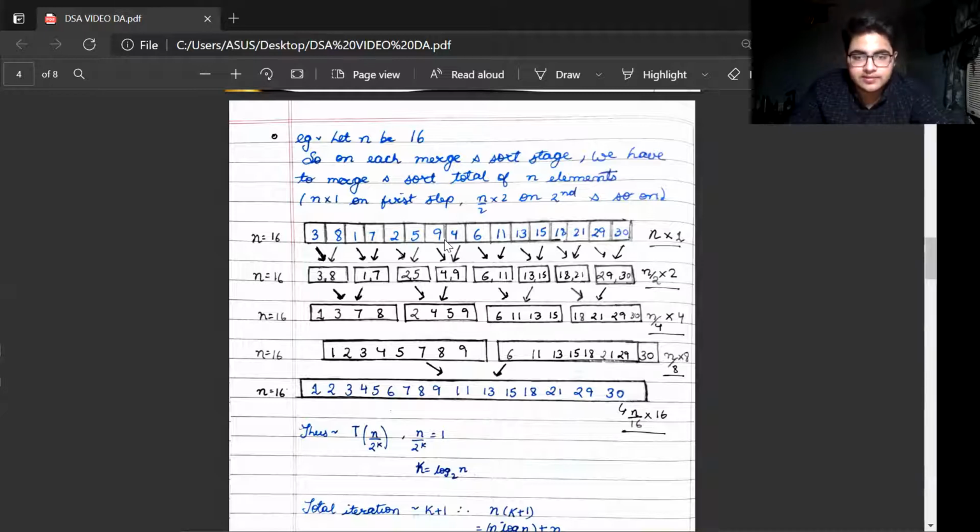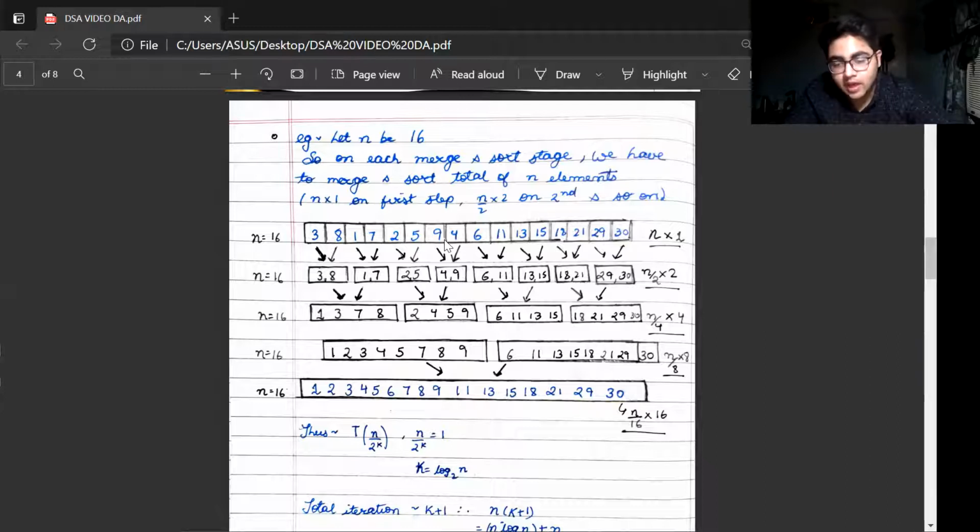First, each element is basically an array of length 1 only. Now we start merging two arrays in a pair. So 3 and 8 are merged together, then 1 and 7, then 2 and 5. Similarly, the others are also arrays. Once they are merged, sorting also occurs at the same time. For example, in the case of 9 and 4, after merging, 4 and 9 are obtained. That is, sorting also occurs.